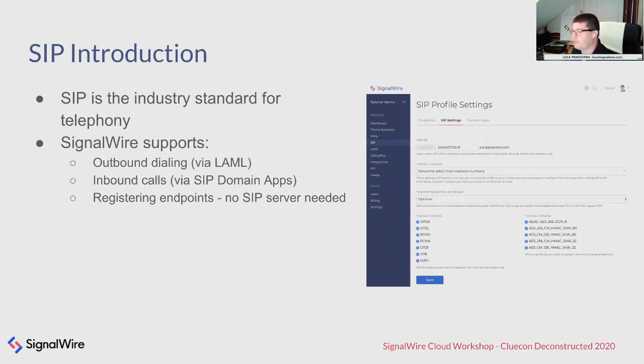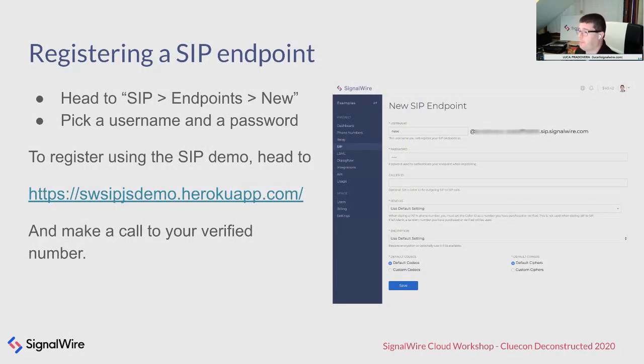So to register an endpoint pretty quickly, you can go to SignalWire endpoints, create one, and register using the SIP demo and making a call to a verified number in case you're in trial. I added a link here that points at a SignalWire SIP.js demo I built a while ago, and you can use that to test even in future. It's actually not strictly limited to SignalWire, but you can use it for any SIP registration.